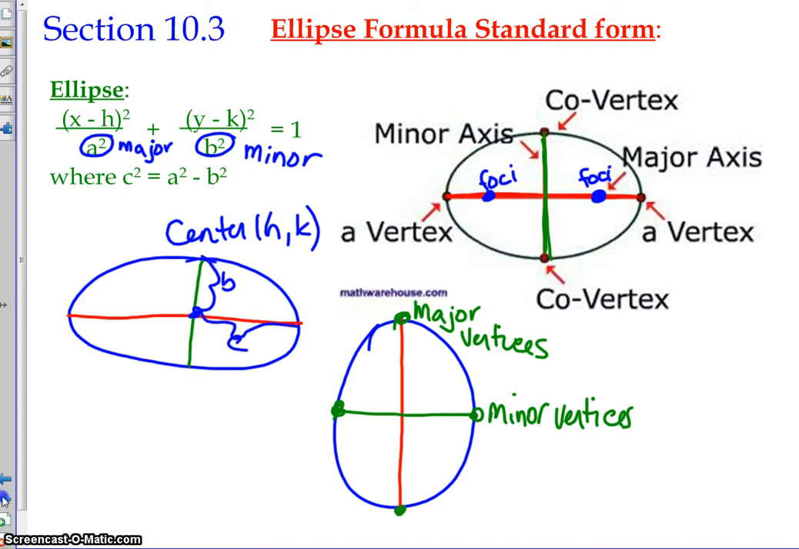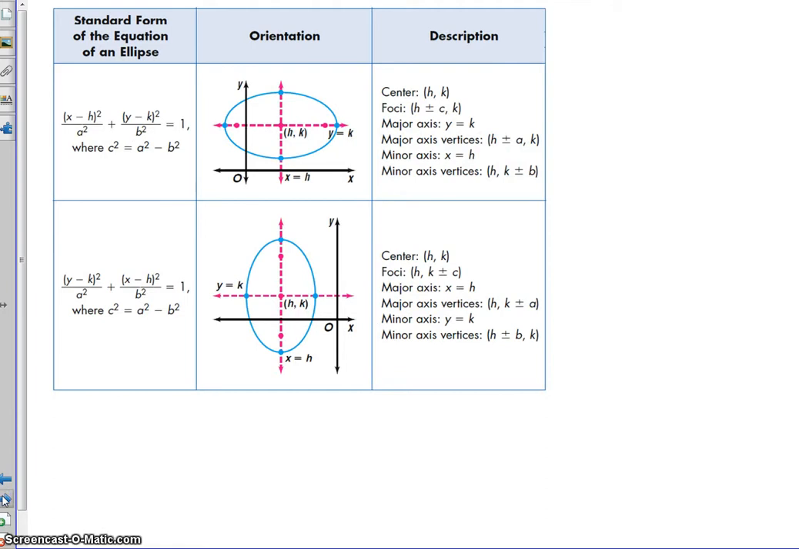All right, let me see if I can find a better picture. All right, here we go. This is right out of our book. It does a really nice job of saying, okay, how do we get our foci? How do I get our major and our minor? Some things I want to note. The distance right here from the foci to your center point is your C.